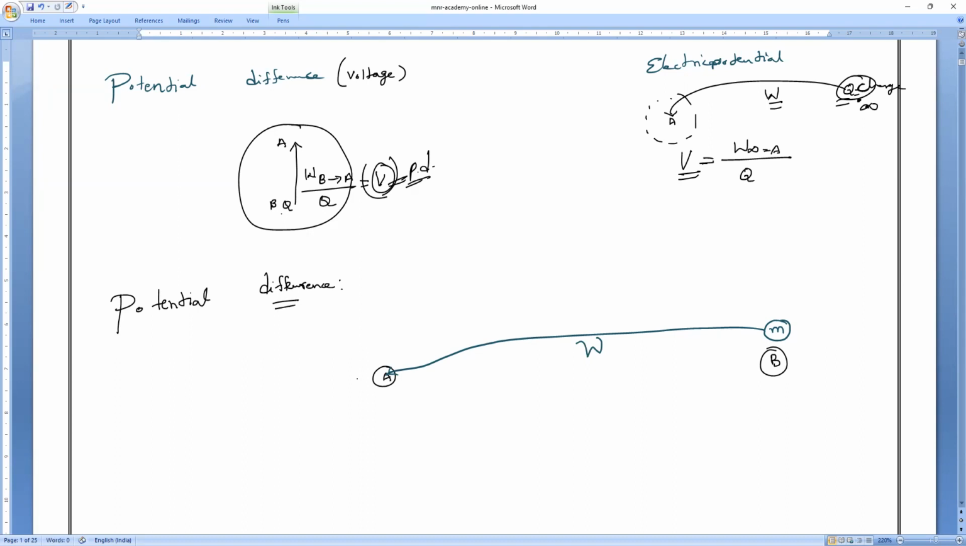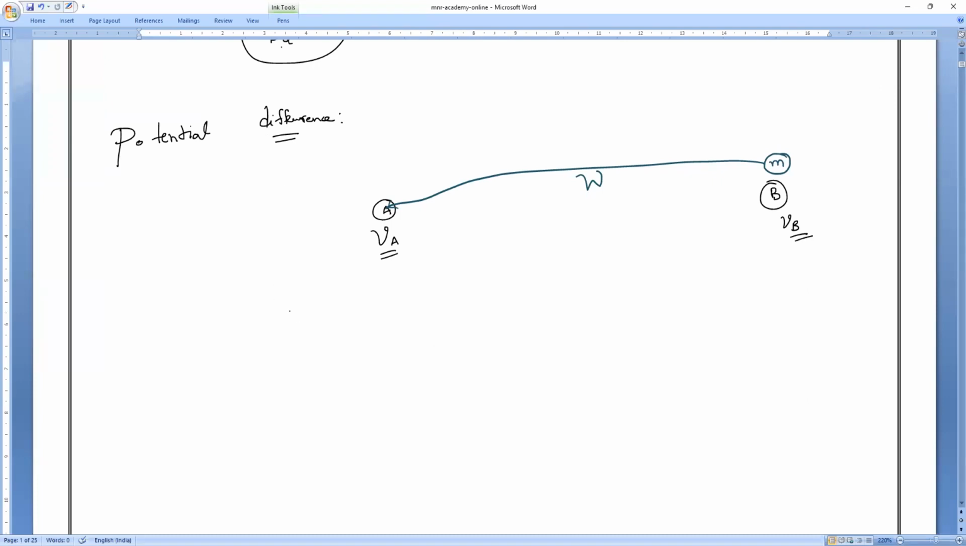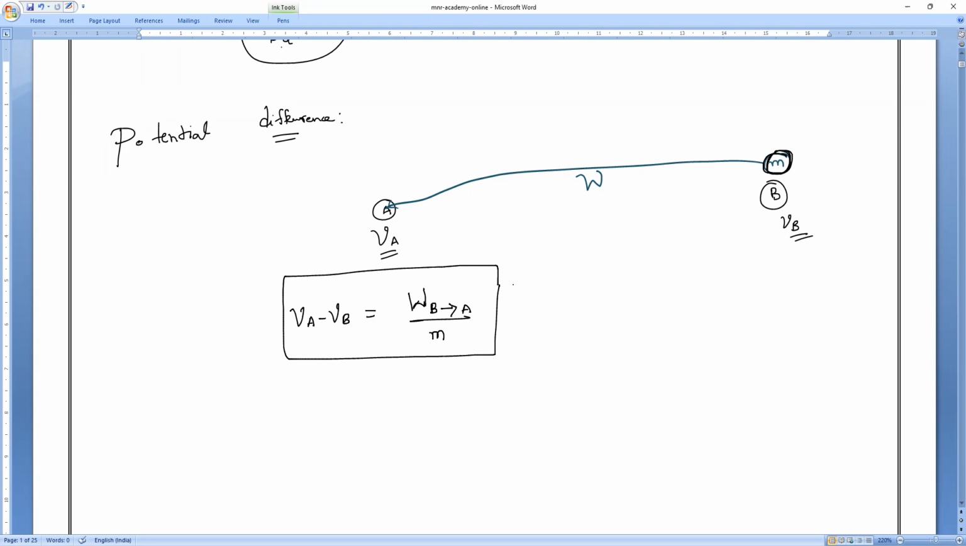So that is the potential difference. This is potential at A, VA, and potential at B, VB. This is the initial potential and this is the final potential. So potential difference is equal to VA minus VB, which is equal to the amount of work done to transfer the mass M from B to A. Work done for what purpose? For transferring mass. This is what we call potential difference.